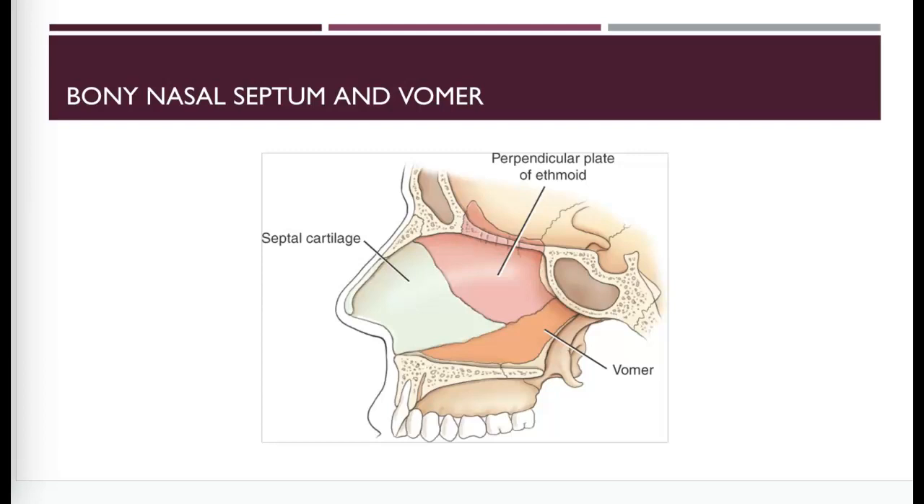Something to note, because this can become a little confusing. The ethmoid and the vomer form the bony septum. The perpendicular plate superiorly and the vomer inferiorly. So, bony septum is pretty much two things combined into one, the ethmoid and the vomer. The perpendicular plate is the superior portion, and the vomer is the inferior portion of the bony septum.